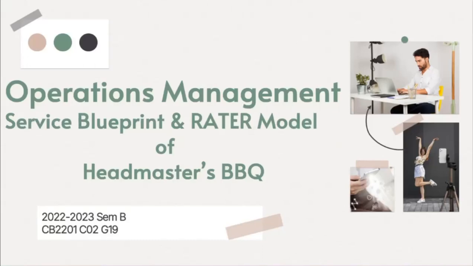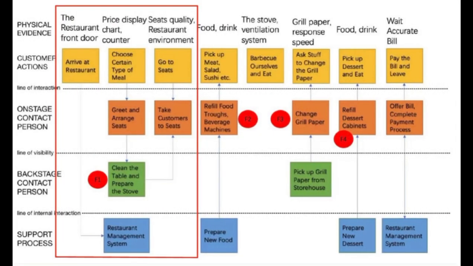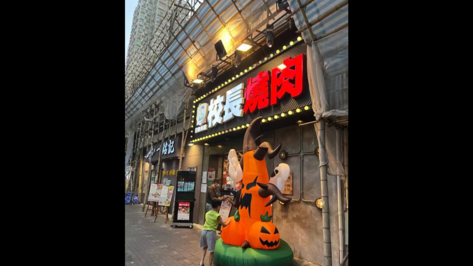In this video, we will mention the service blueprint of a buffet restaurant called Headmaster's Barbecue, as well as our analysis against the service quality using the RATER and gap models. Firstly, we have a look at the services we encountered when we arrived. Customers can dine in by walking in or making a reservation beforehand.